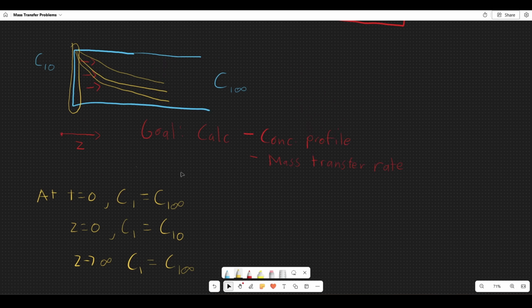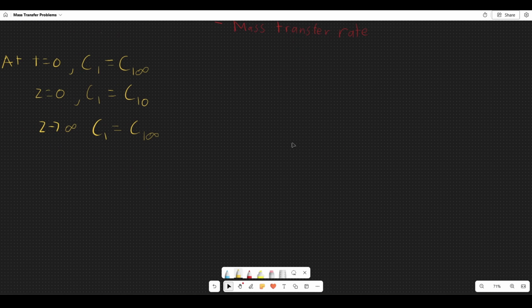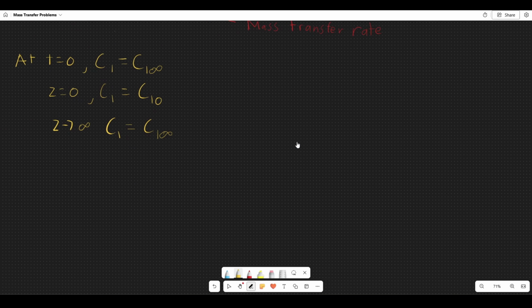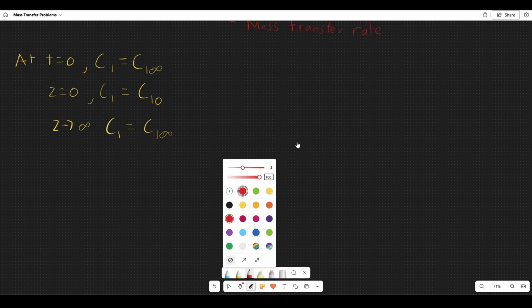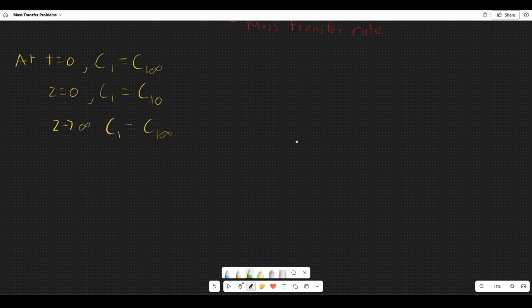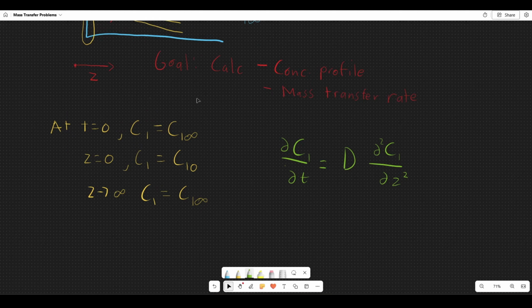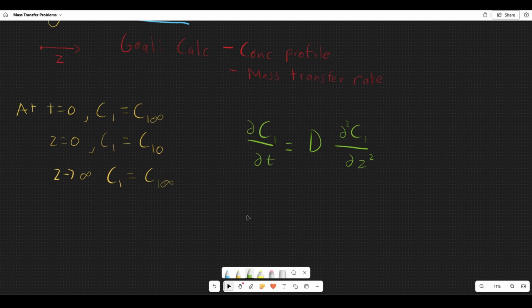Okay, so now we have to go back to our main equation. And you might notice we're back to Cartesian coordinates. And so when we write Fick's second law, dC1 by dt is equivalent to D d squared C1 by dz squared. We no longer need to worry about the Laplacian for cylindrical or spherical coordinates. This is the Cartesian Laplacian, because it's diffusing across the z-axis.